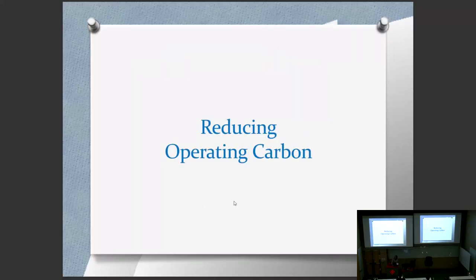For reducing the operating carbon, maybe we can take a short break. After the break, I hope that we can finish the reduction of the operating carbon and also have time to talk about renewable energy. So let's take a break of 5 minutes.